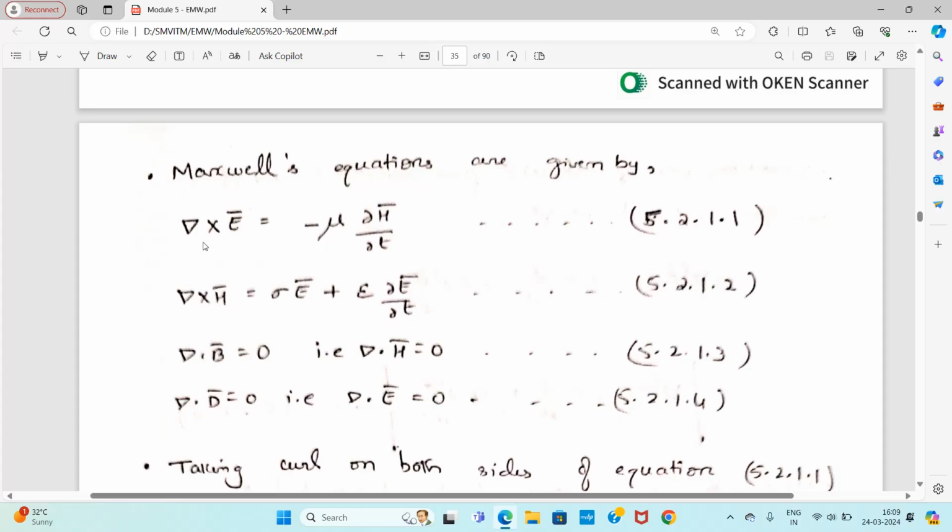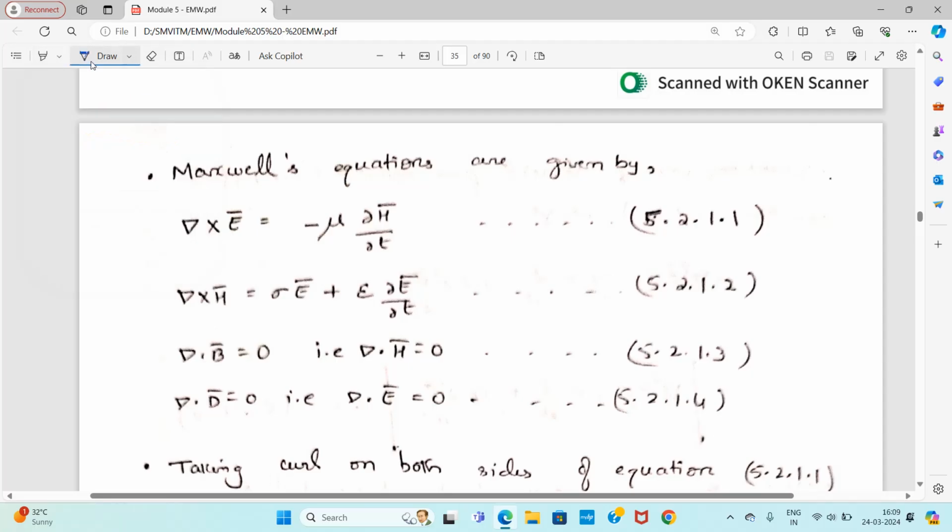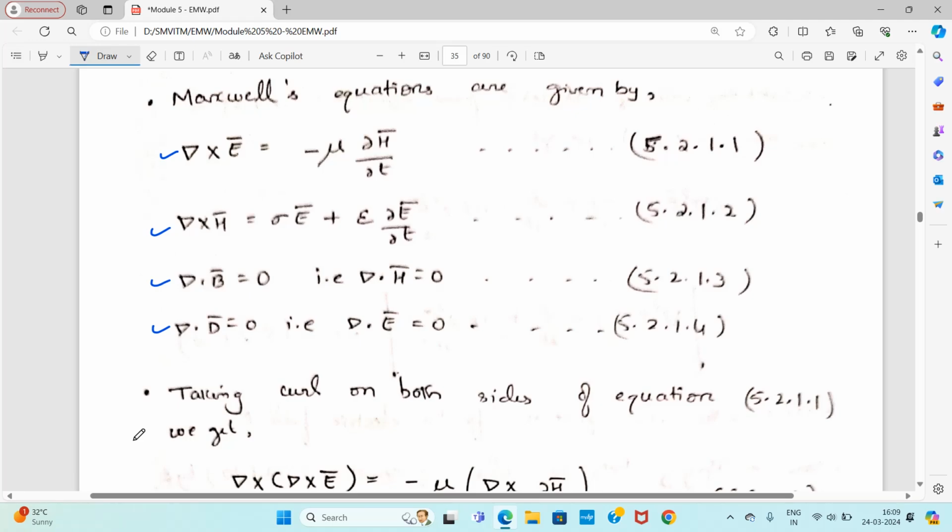The first equation is del cross E, which is minus mu dou H by dou T. We have seen these equations in the first chapter of module 5. So we have to just make a note of these equations again, and we'll be using these to derive the mathematical equation of the uniform plane wave. So remember these four equations.